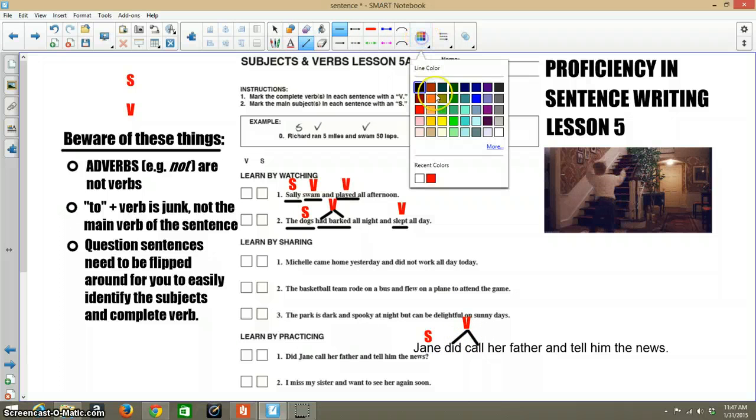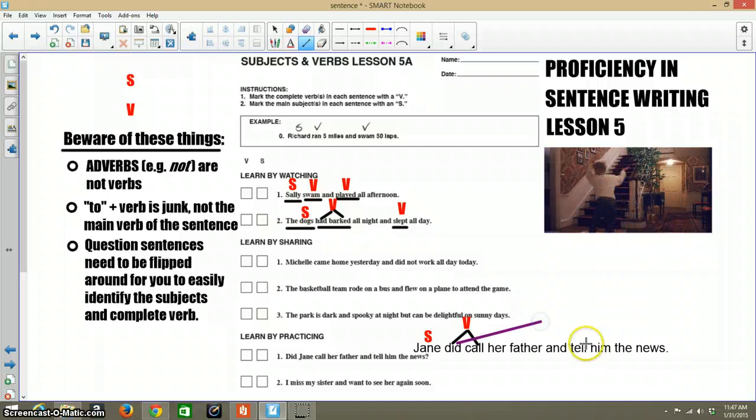Maybe I'll color it differently for you. Purple, that'll work. Did tell. There's the second verb. The word "did" is being borrowed for the second one. Each of these verbs should work with the subject individually. So Jane did call, Jane did tell. So it's a pair of verbs. The word "did" is being used twice. Good luck.